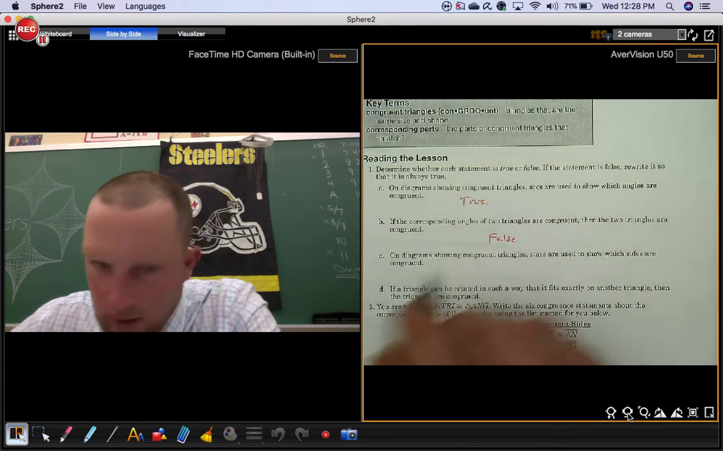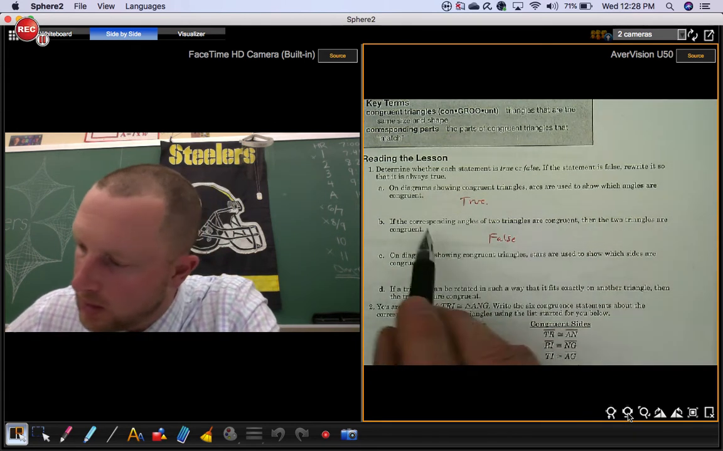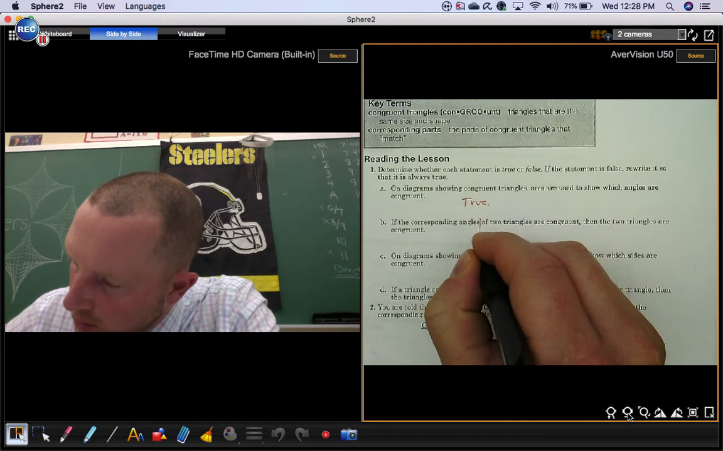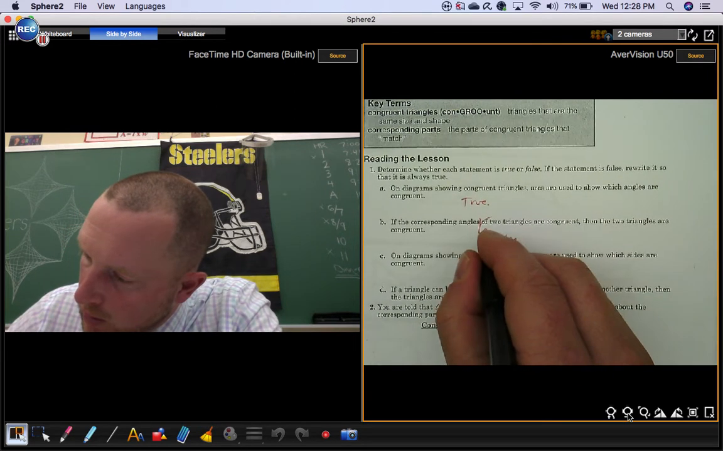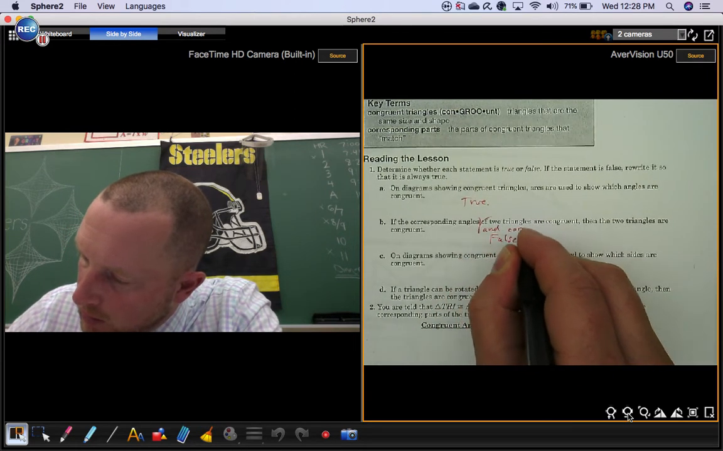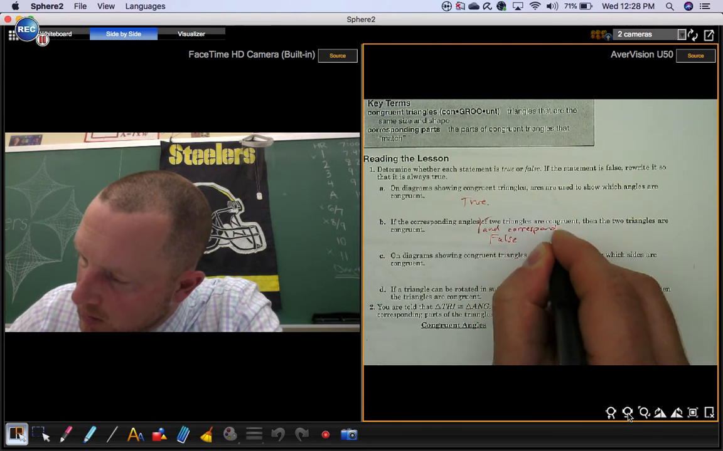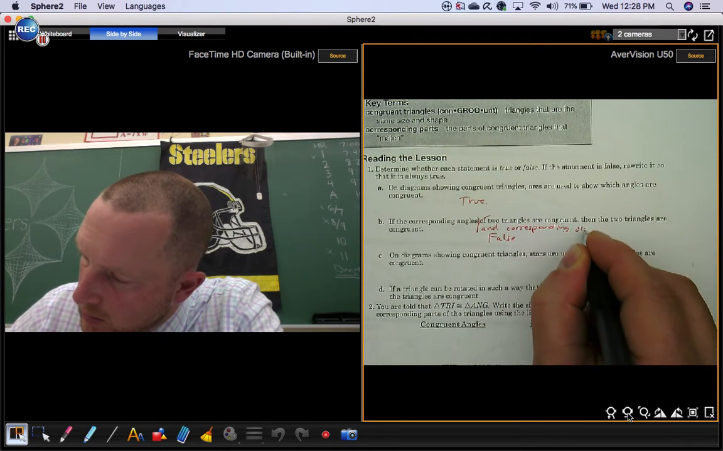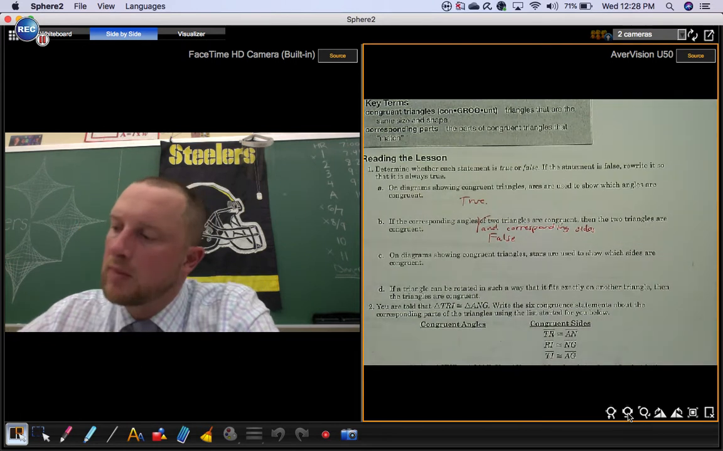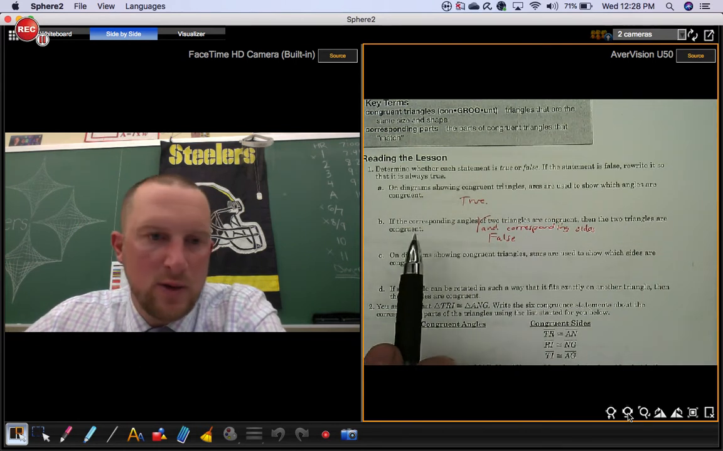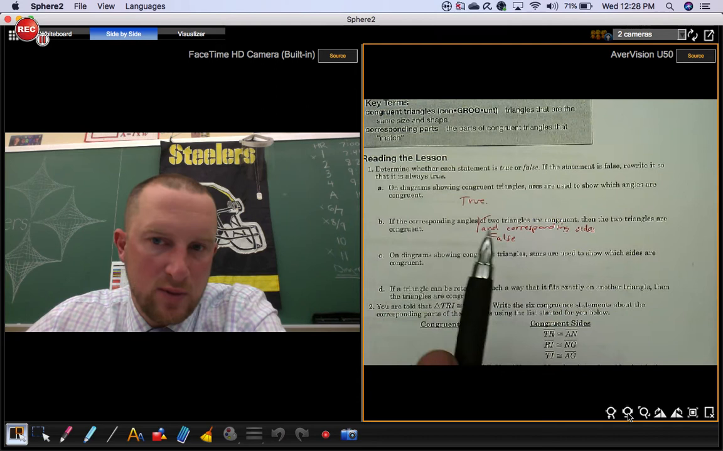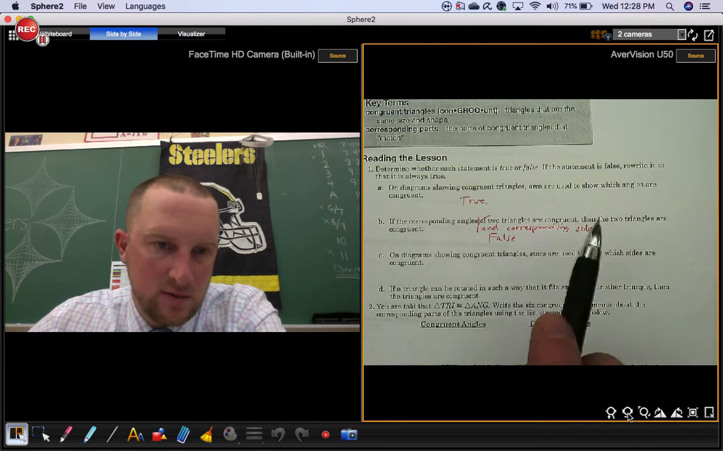So I don't know how you want to just rewrite that whole thing, or corresponding angles and corresponding sides. So you need 3 pairs of congruent corresponding angles and 3 pairs of congruent corresponding sides for the triangles to be congruent.